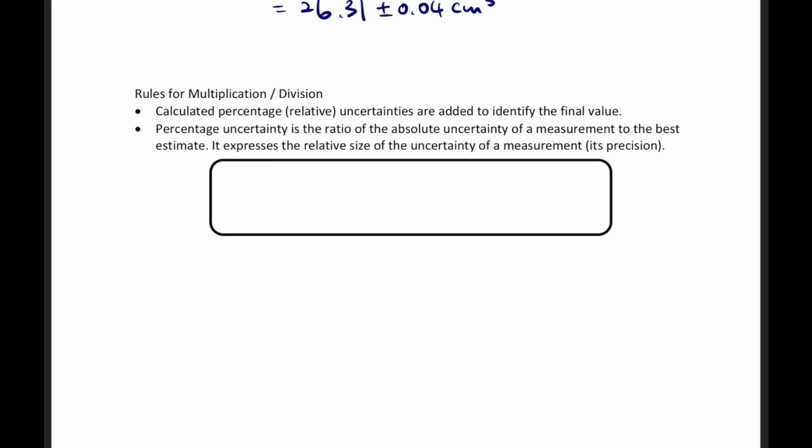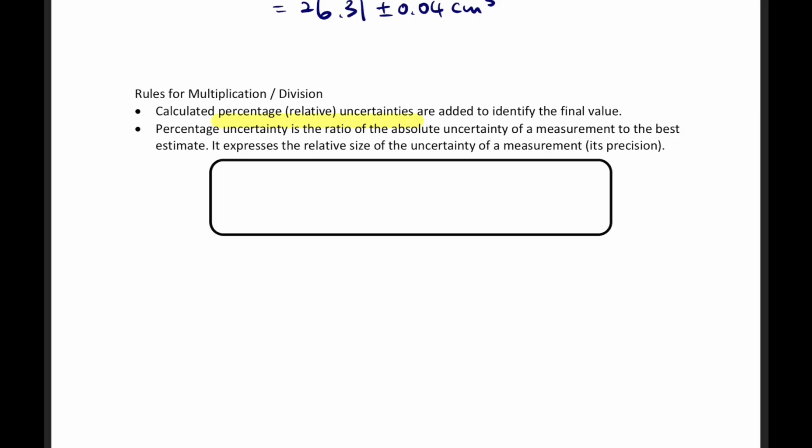Now let's talk about how to propagate your uncertainty during multiplication and division. When we are doing multiplication and division, the way we propagate our uncertainty is different from when we add and subtract numbers. In this case, we have to calculate something called percentage uncertainties, and then we have to add them together for the final value.